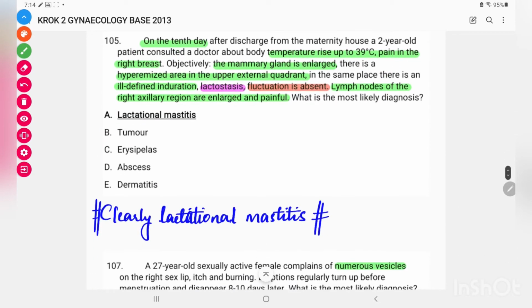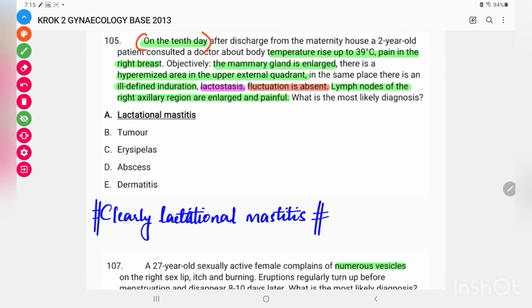Now moving on. On the 10th day after discharge from the maternity house, a 22-year-old patient consulted a doctor about body temperature rise up to 39 degrees Celsius and pain in the right breast. Objectively, the mammary gland is enlarged. There is a reddish area in the upper external quadrant. In the same place, there is an ill-defined induration, lactostasis, fluctuation symptom is absent, and lymph nodes of the axillary region are enlarged and painful.